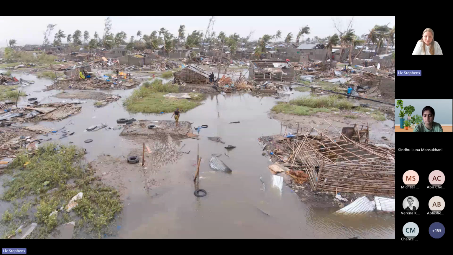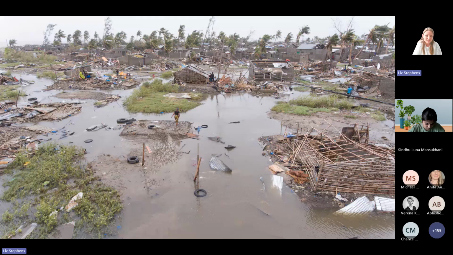What about this one? I think this photo might be quite familiar to people, so maybe people can guess what flood event this was, but what type of flooding can we see here? Yeah, so Sylvia is correct. This is Cyclone Idai in Mozambique. Someone is saying fluvial. Someone's saying coastal flooding. Yeah, Victoria has the answer that I was looking for.